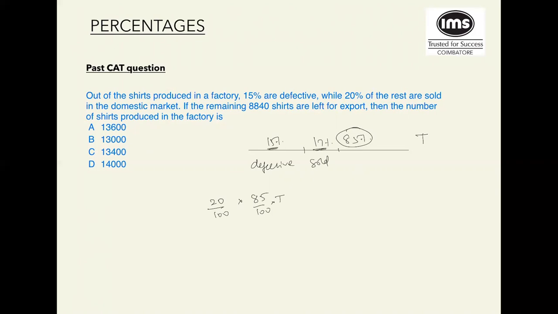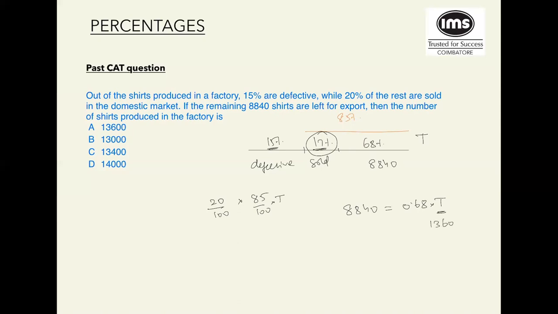So the balance that we have, so this is 85%, of which 17 is sold in the domestic market. So this is 32, and 68% of the total value is the remaining left. So that value is 8840. So 8840 is nothing but 68% of the total value. So you divide it, you will get it. Or you can also substitute from the options, right?